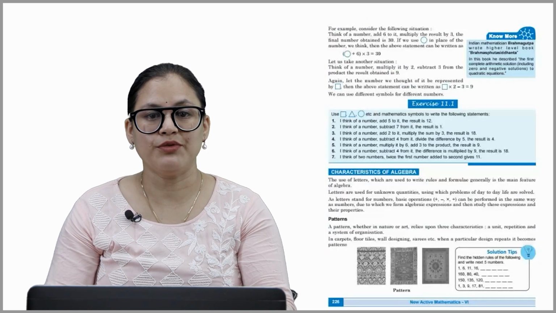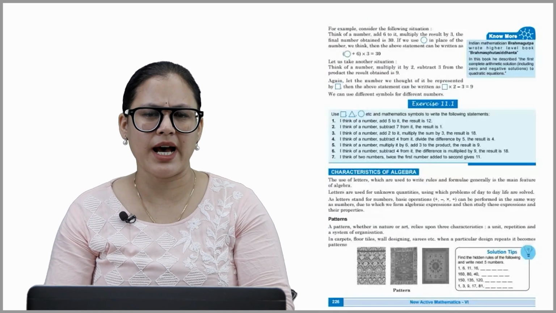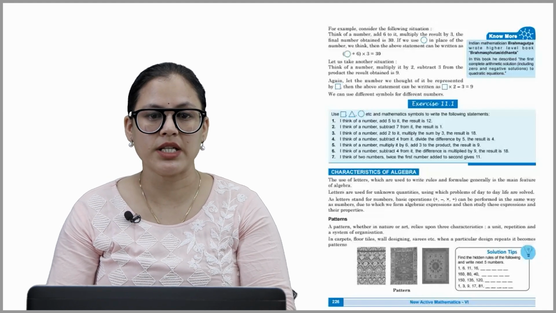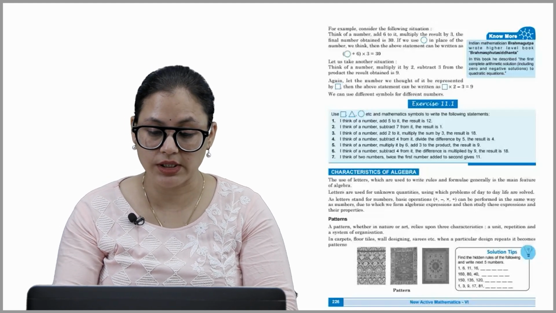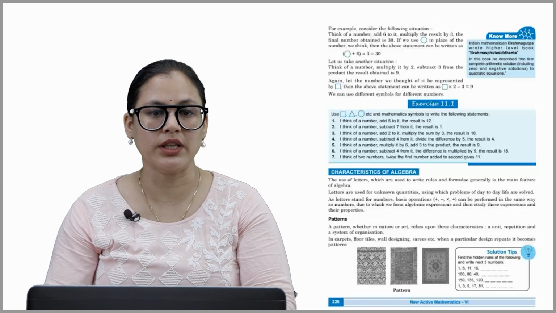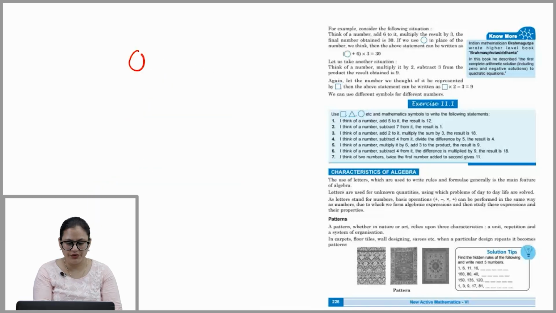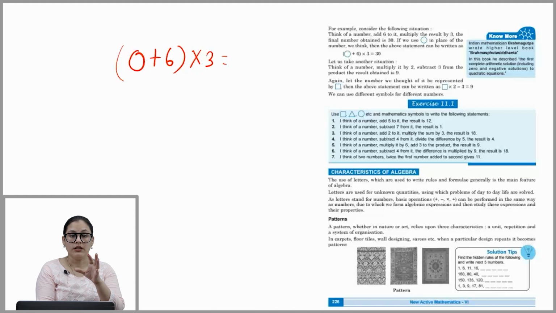For example, consider the following situation. Think of a number, add 6 to it. Multiply the result by 3. The final number obtained is 30. If we use a circle in place of the number we thought of, then the above statement can be written as follows. We thought of a number, like the circle, then we add 6 to it, then we multiply by 3, and the final number we get is 30.